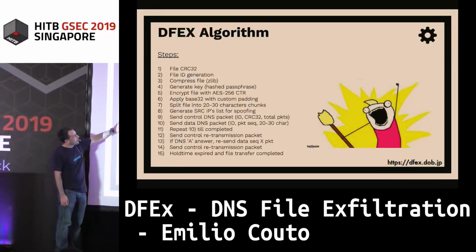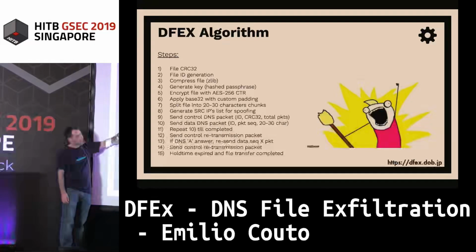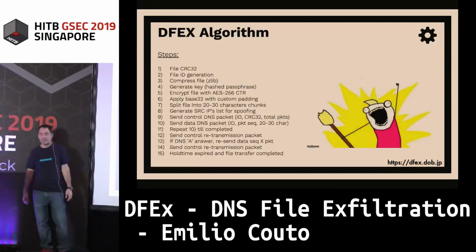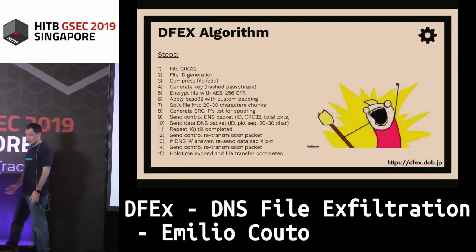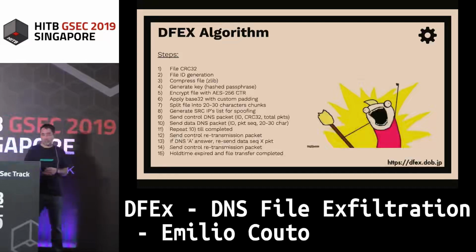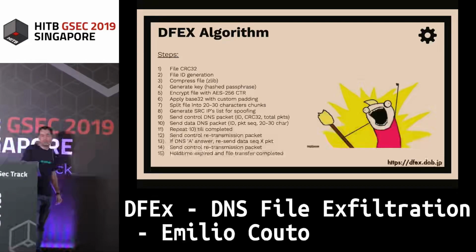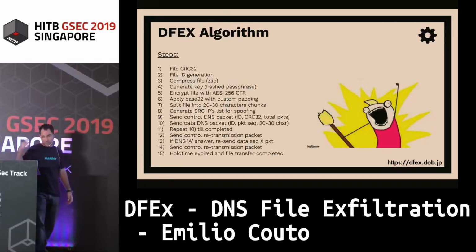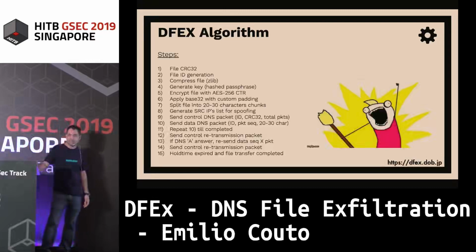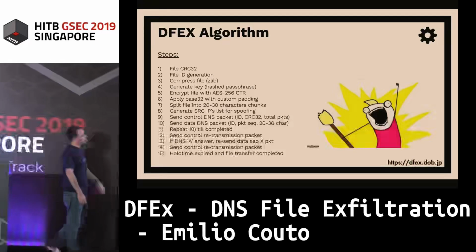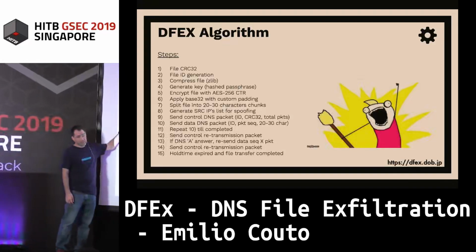And I'm going to apply base 32 with custom padding. This is tricky because people will use base 64 for anything that goes through the internet. Well, it doesn't really work very well in DNS. Why? Because base 64 is lowercase and uppercase, and that's a problem with DNS, because DNS doesn't care about case. So I need to go down all the way to base 32.